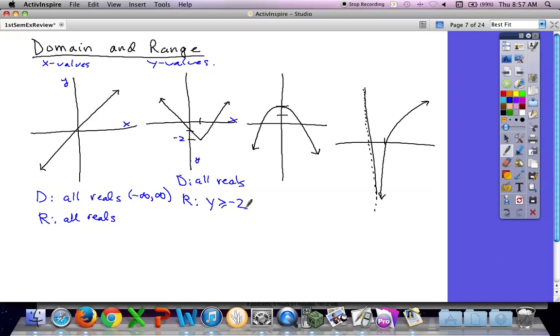Okay, how about this parabola? What would we say is the domain? All reals, right? Because these arrows are going to the left and to the right. But what is the range? This one actually goes infinitely down, but it only goes as high as 2. So how do you say that? Y less than or equal to 2.